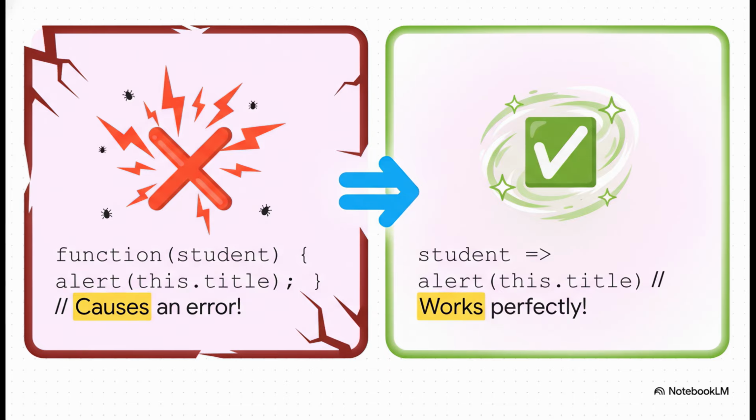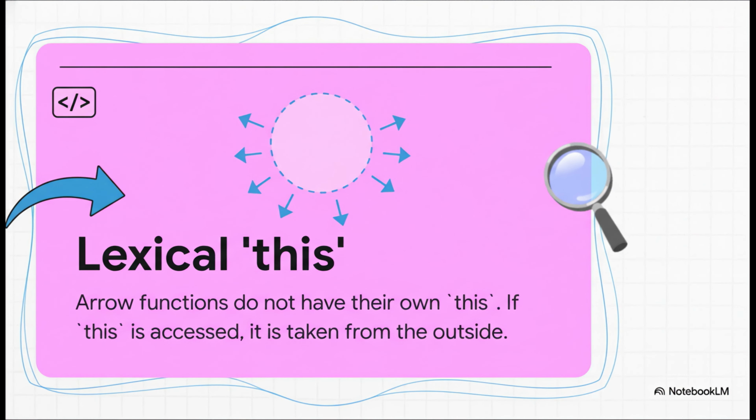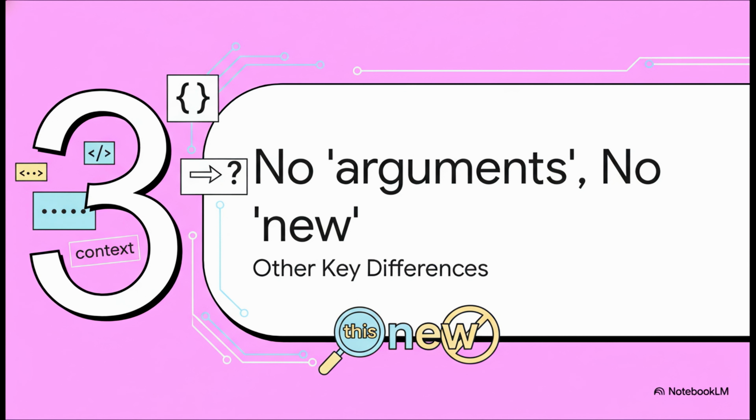So what is this magic? Well, this brings us to the absolute heart of what makes arrow functions so special. They don't have their own this. They just don't. They don't create a new context at all. Instead, they inherit it lexically, which is just a fancy way of saying it grabs this from where it's physically written in the code. So this inside the arrow function is the exact same this from its surrounding environment, the showList method. Problem solved. No more undefined. But wait, there's more.